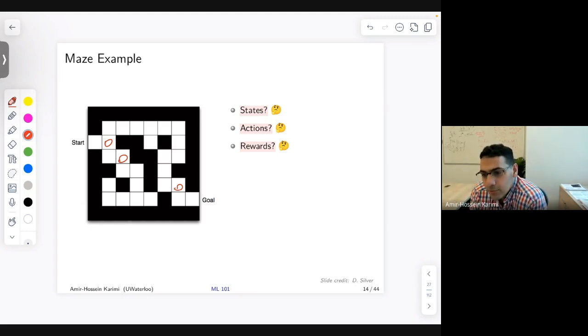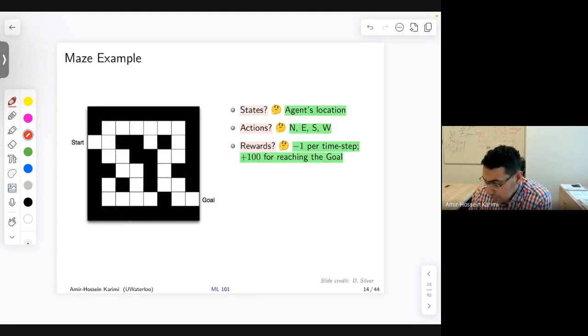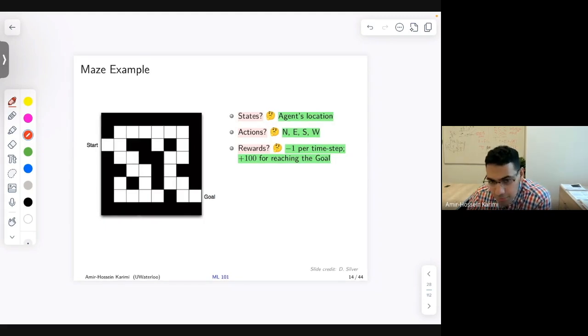When would I get a positive reward? When I reach the goal state. And when I reach the goal state, I'm done. So let's say I get a positive high value number. So let's say I get -1 per step, as reward or cost, plus 100 for reaching the goal, and minus infinity for hitting a wall.